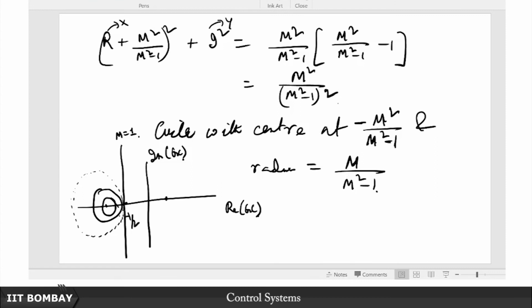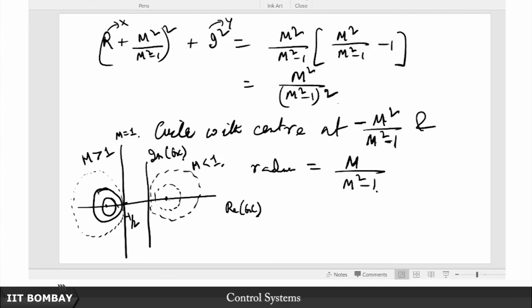So that is the conclusion. The larger the circle, the smaller is the value of m, of course this is for m greater than 1, and circles on this side will be for m less than 1, okay.